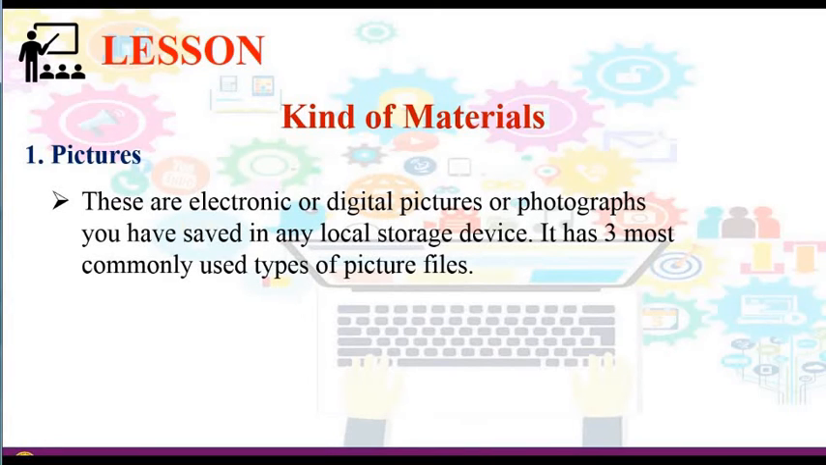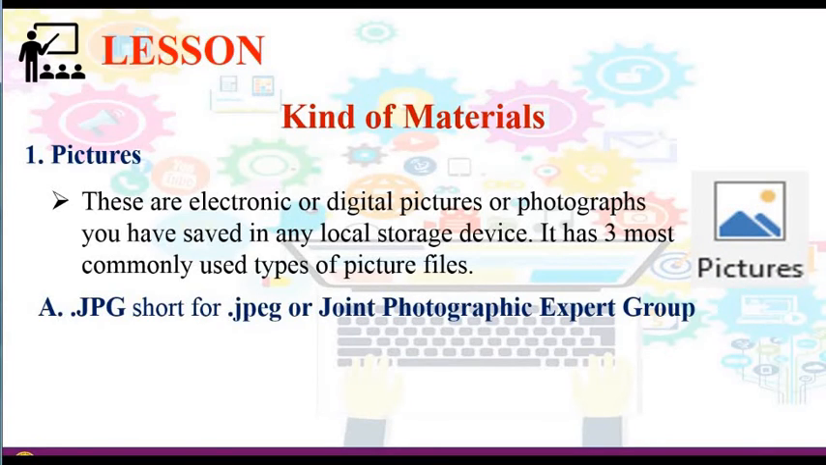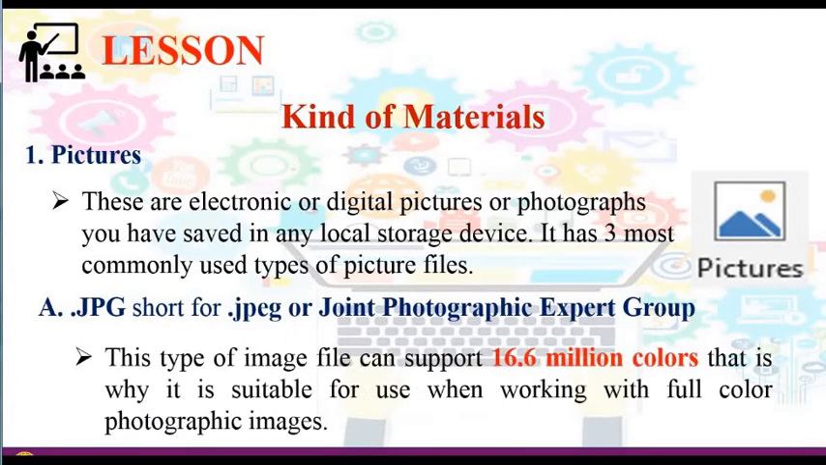Pictures are electronic or digital pictures or photographs that you have saved in any local storage device. It has actually 3 most commonly used types of pictures. The first one, which is common for us, is JPEG, short for Joint Photographic Experts Group. This type of image file can support 16.6 million colors. That is why it is suitable for use when working with full color photographic images.